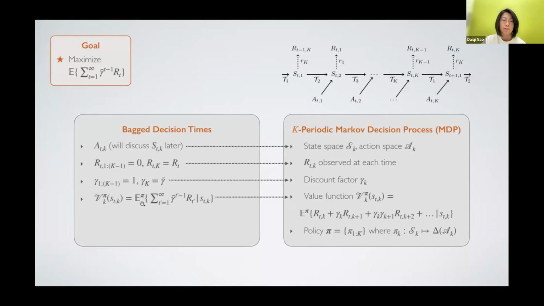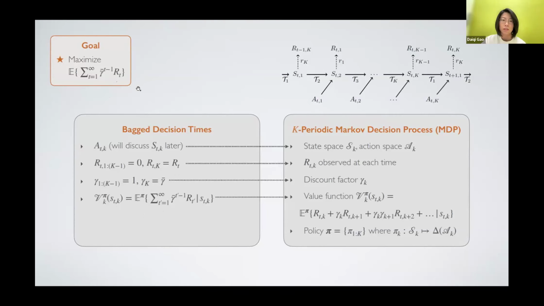And the value function is defined as the cumulative reward given the current state. So if we are able to identify a policy pi that maximizes the value function for every state, then we will be able to achieve our goal of maximizing the expectation of cumulative reward overall.